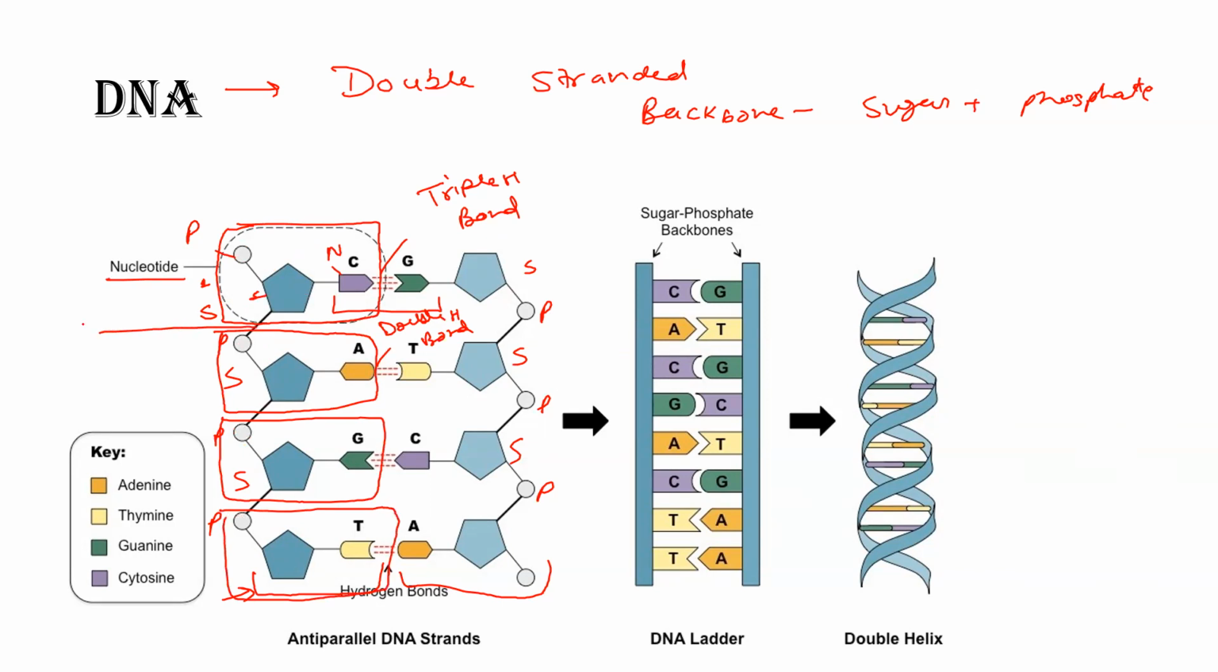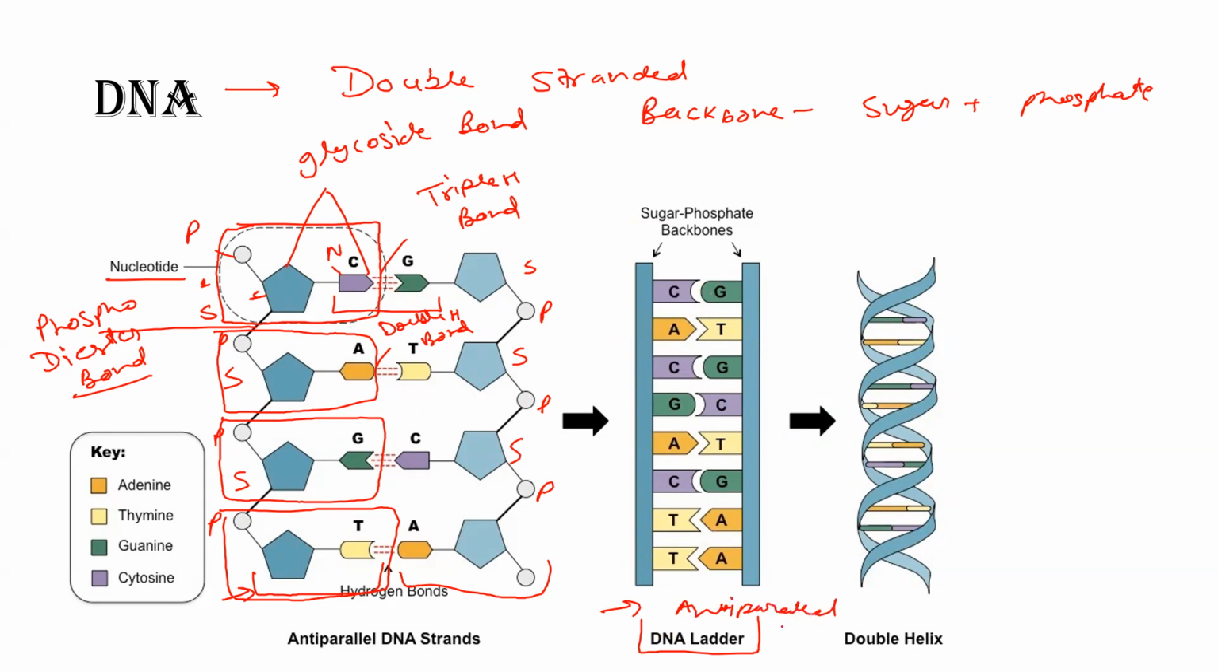These nucleotides are connected with the help of phosphodiester bond. So which bond is present between nucleotides? Phosphodiester bond. Now this sugar is attached to the nitrogen base with the help of glycosidic bond. Now you see that this is the DNA ladder structure. So DNA is made up of two strands.